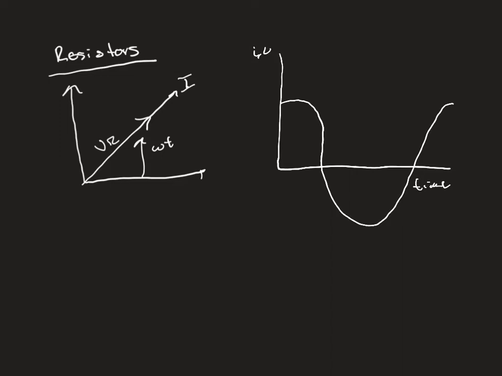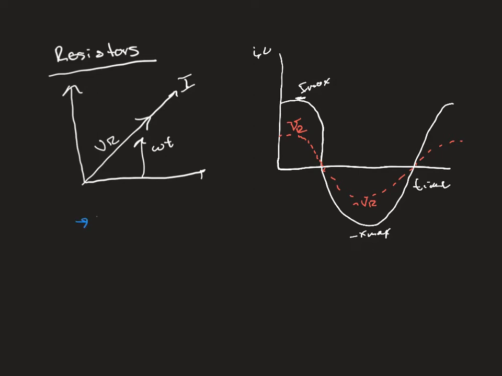So this would be our current, so you would have your peaks be I max, negative I max. And your voltage, this would be VR here, this would be negative VR. And so they're going to vary sinusoidally, or it's really cosinusoidally, but cosinusoidally is not a word apparently, in phase with each other, where they're hitting their maximum values at the exact same moment.